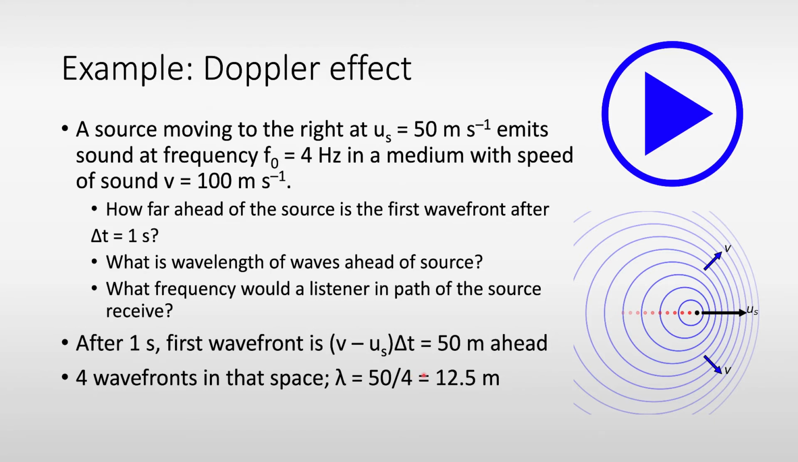If we want to calculate now what frequency a listener would determine, remember that v equals f lambda, so the speed is the wavelength times frequency. We rearrange that. We find the frequency is the speed divided by the wavelength, which gives us a frequency of 8 Hz. So the observer sees a frequency which is double that which is emitted. And this is an example of the Doppler effect, that frequency shift as there's movement between the source and the observer.